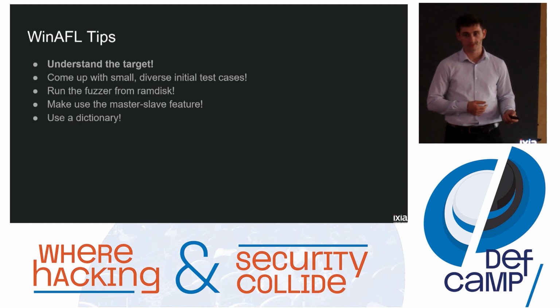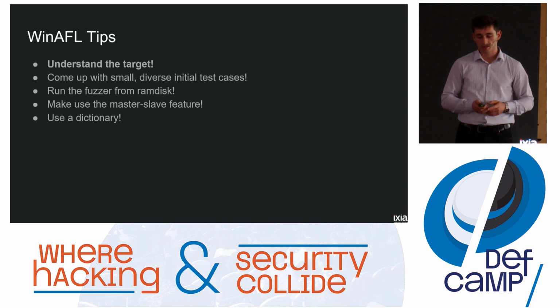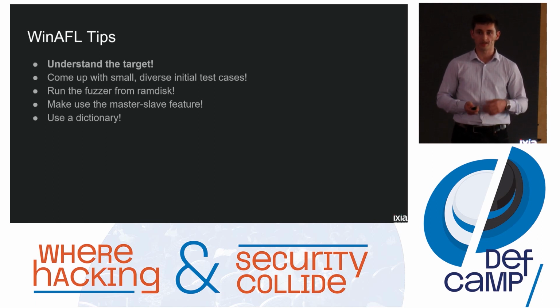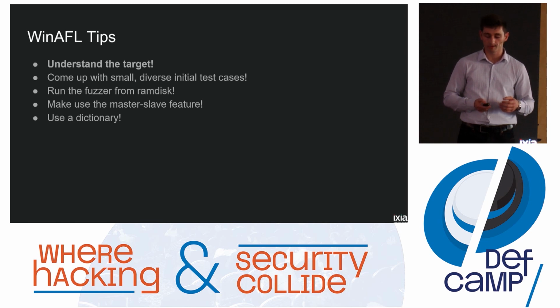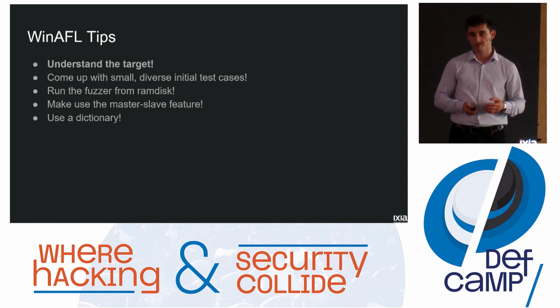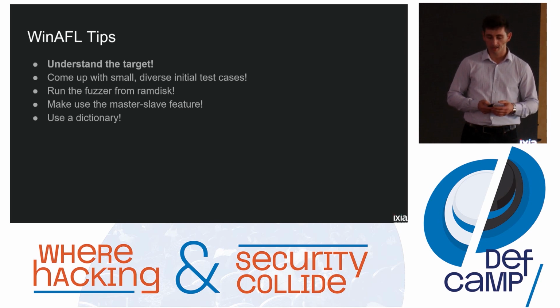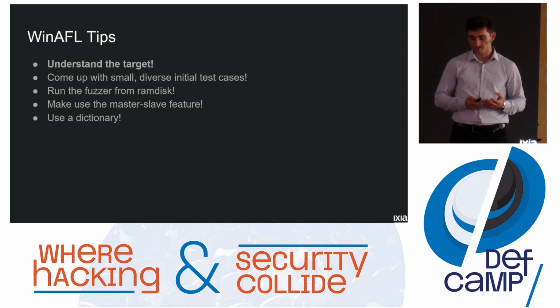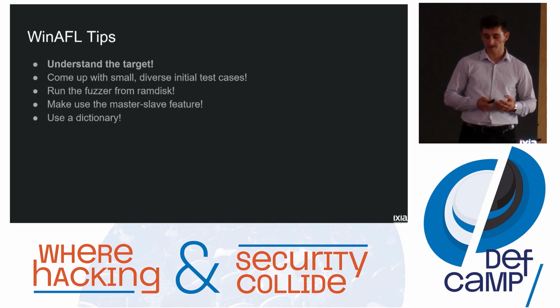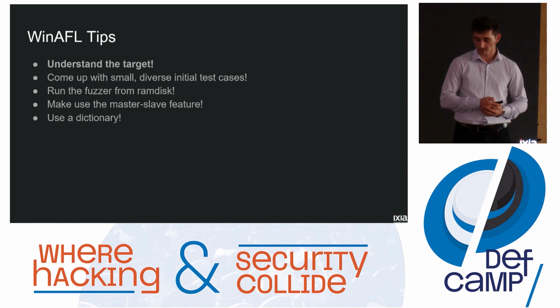Use a dictionary. A dictionary is a way that you can instruct the fuzzer to use certain strings to insert when the fuzzer is trying to use mutation strategies. An even better strategy would be to use AFL Smart, which allows you to specify a grammar, and this will hopefully provide a better coverage in a faster amount of time.